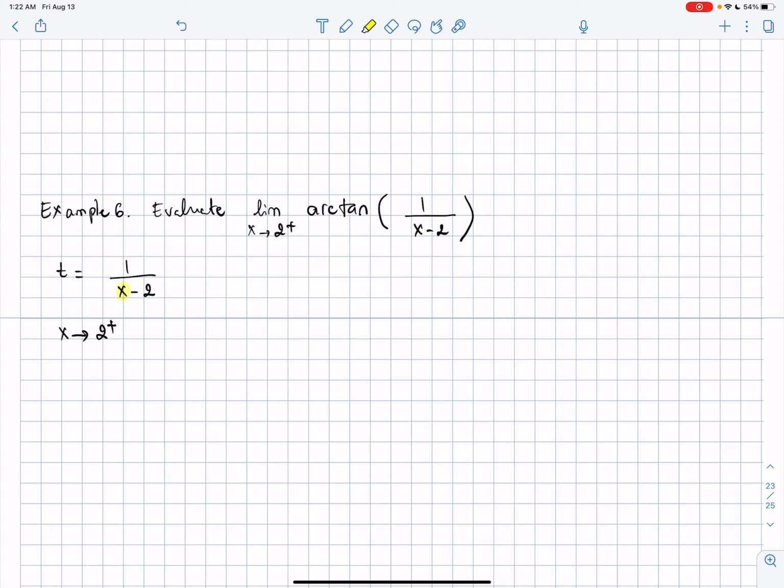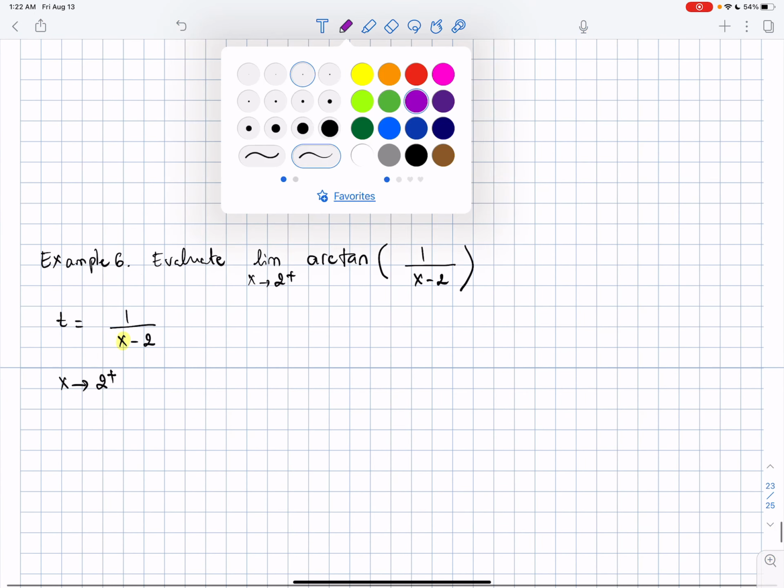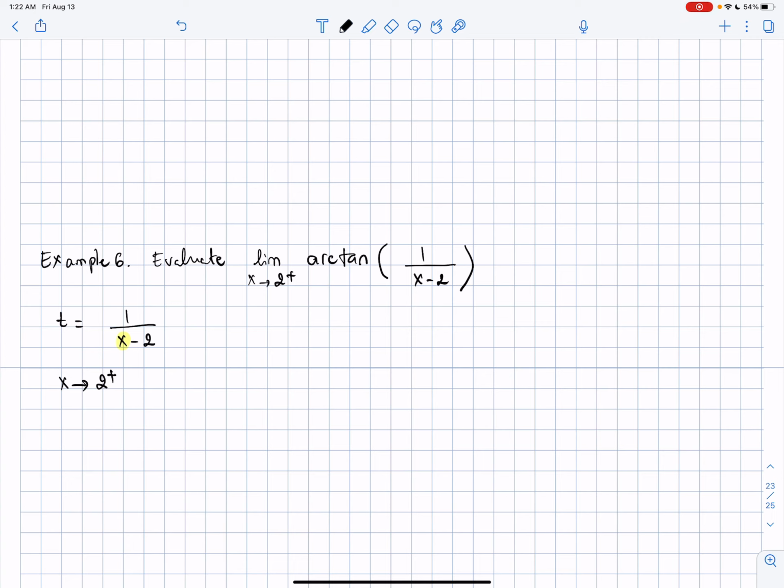So 1 divided by positive 0 will give you positive infinity. So we can say it's implied that t approaches positive infinity. Now this equals the limit as t goes to infinity of the tangent inverse, or arctan, of t.